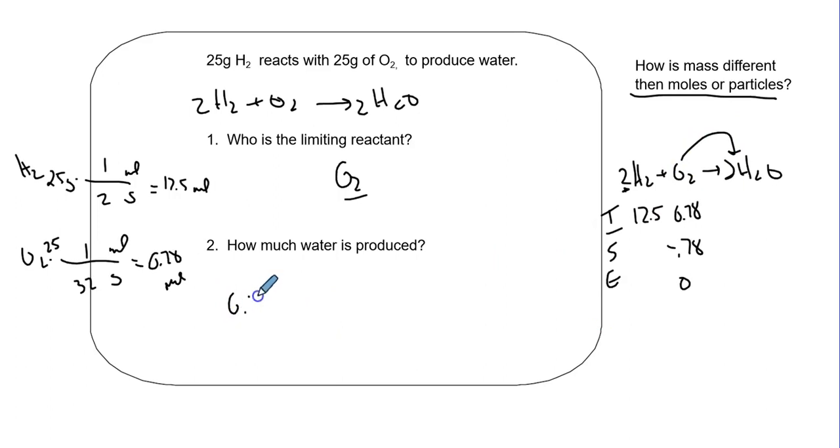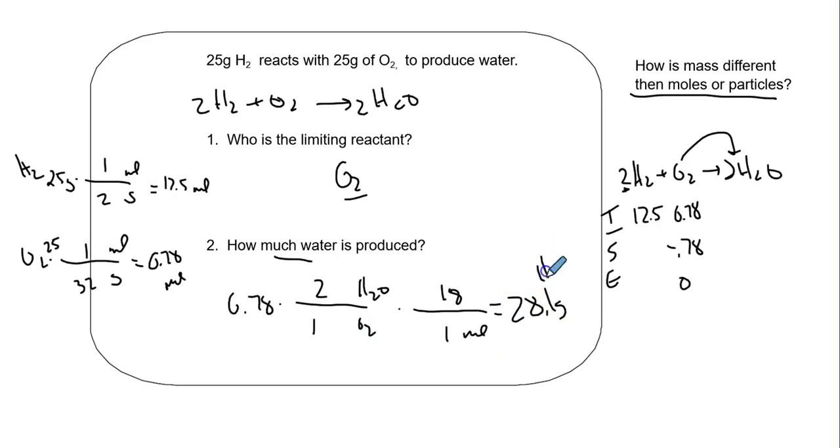So 0.78. Get rid of the O2 and go to the H2O at a 1 to 2 ratio. And I'm going to go right to mass. We'll change that to mass here. 1 mole is 18 grams. So 0.78 times 2 times 18 is 28.1 grams. Alright, so we have 28.1 grams of water.